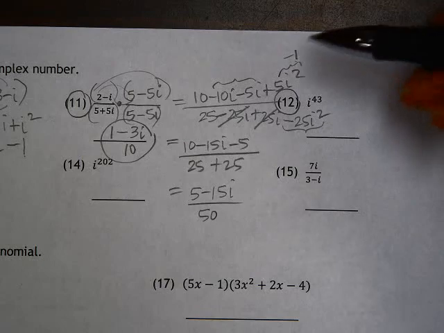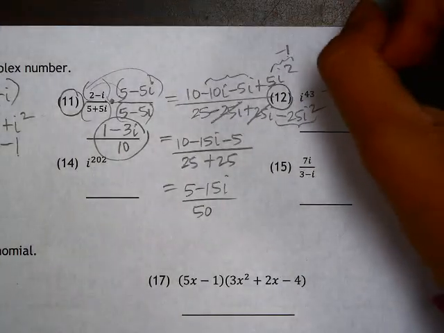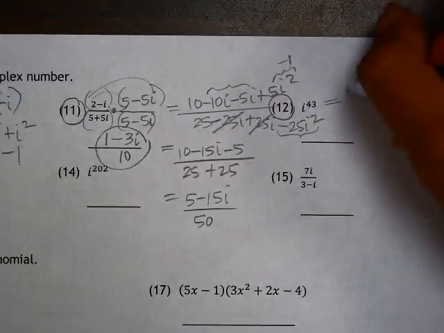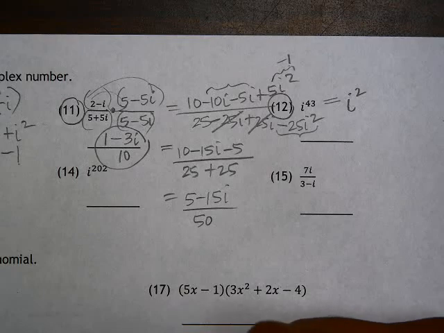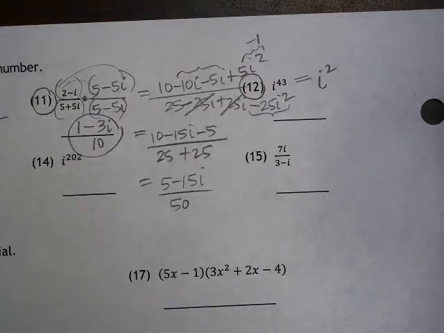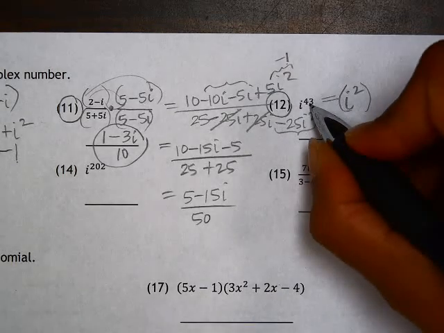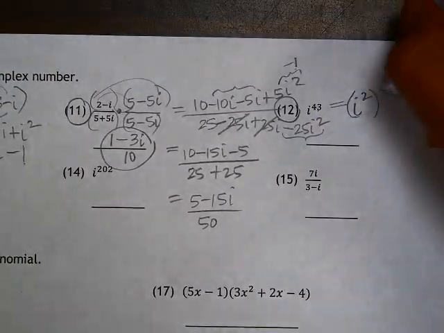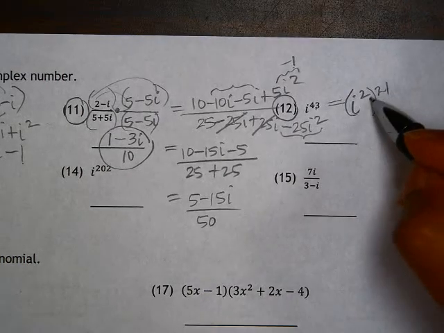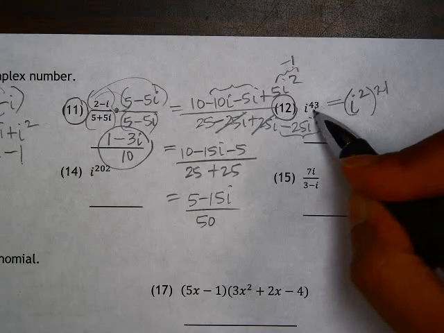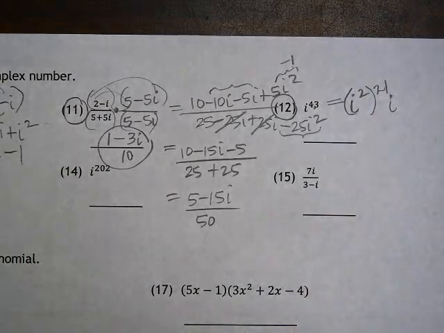All right, on number 12, we're just simplifying a power of i. So i to the 43rd, we're going to split this into i squared. i squared is a nice expression because we know what it's equal to. We know it's equal to negative 1. How many times does 2 go into 43? Not an even number of times, but it does go in 21 times. That's a total of 42. But then I need one more i because my total is 43. So I'm going to put another i just next to it.